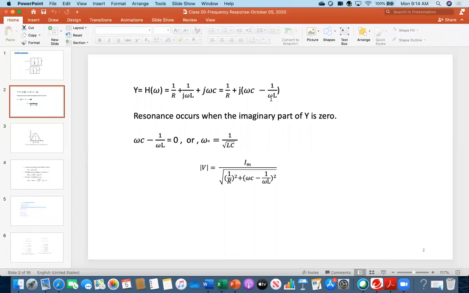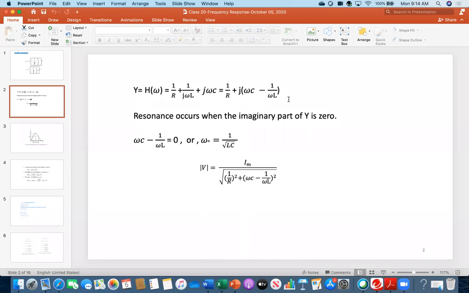And then I am organizing it into real and reactive components. So this is 1 over R. Here it is j omega C, but here it is 1 over j omega L. So I am taking the j into the numerator, which is why it will be minus. Accordingly, first I write j, then omega C minus 1 over omega L.